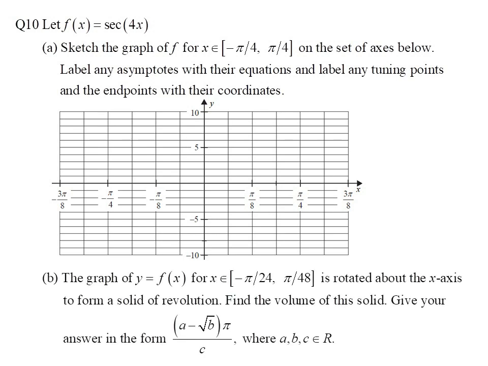In part B, the graph of y equals f of x for x in the closed interval from negative pi over 24 to pi over 48 is rotated about the x-axis to form a solid of revolution. The question here is to find the volume of this solid and give your answer in the form of (a minus square root of b) times pi over c, where a, b, and c are real numbers.